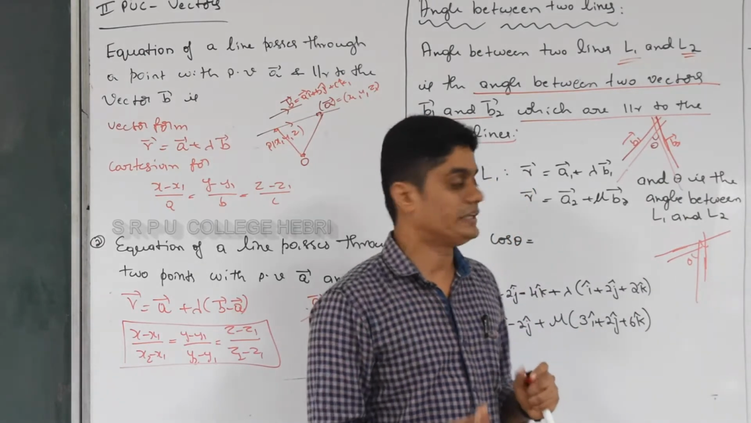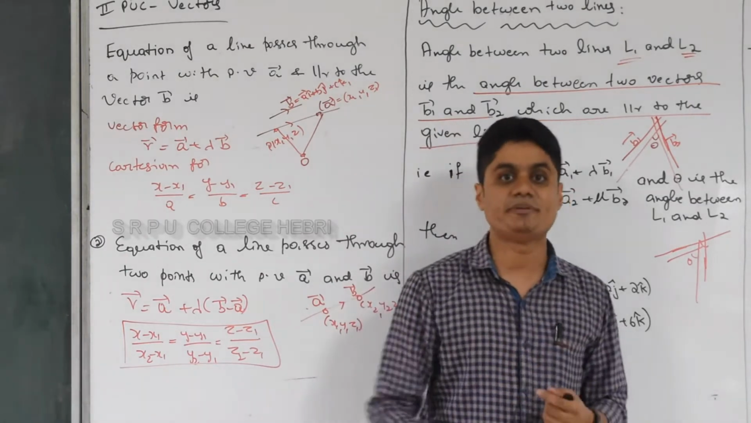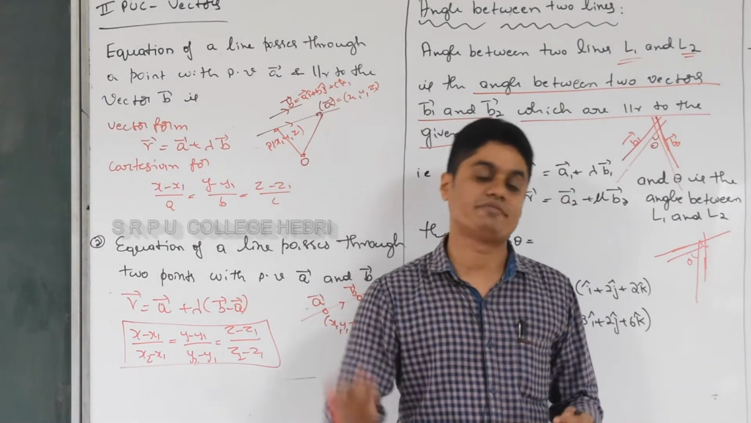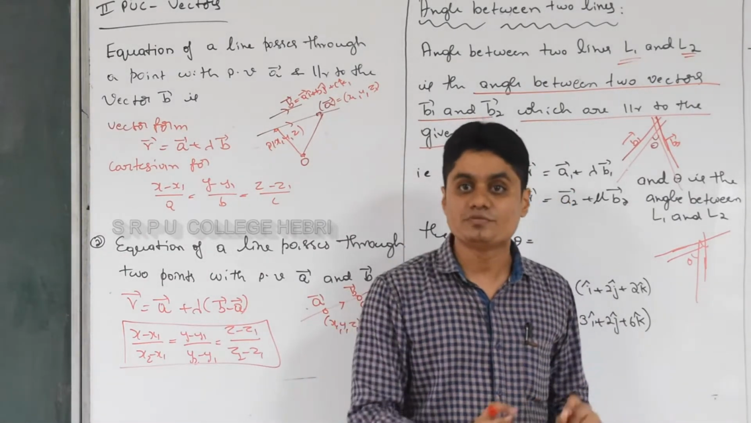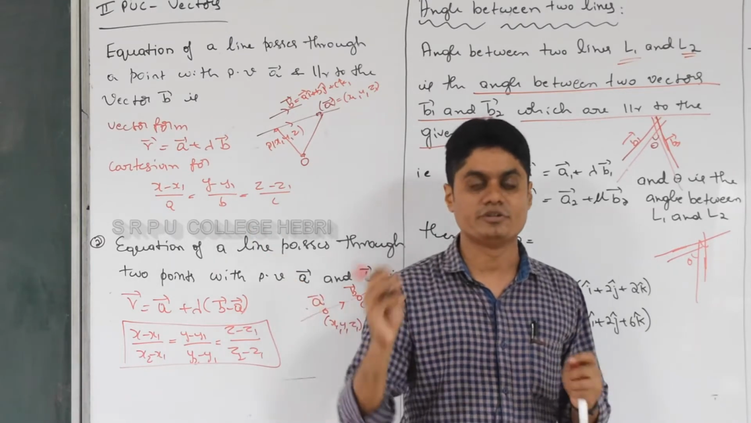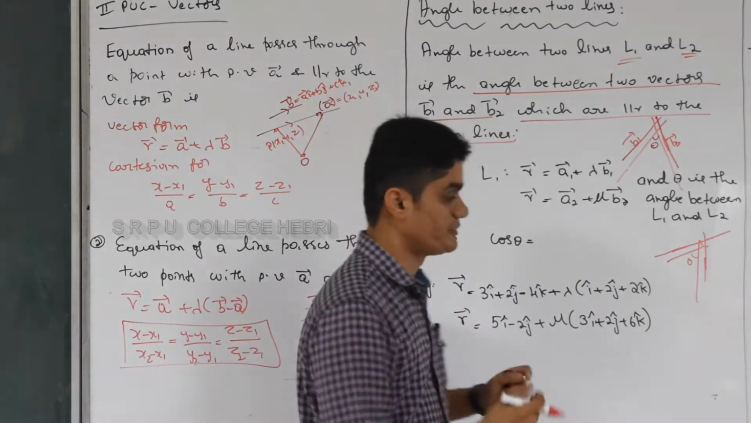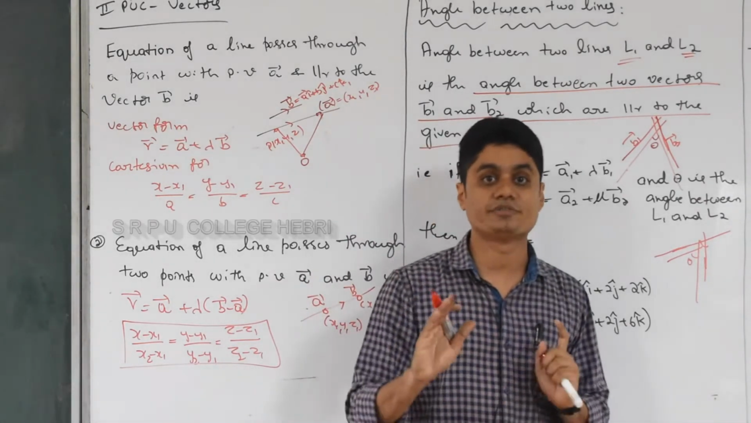Why we are using this technique? The main reason is we already know how to find the angle between two vectors from the vectors chapter, and we have one easy method to find that. Cos theta is equal to a dot b divided by their magnitudes. That is the important reason why we are finding the angle between two vectors which are parallel to the given lines.